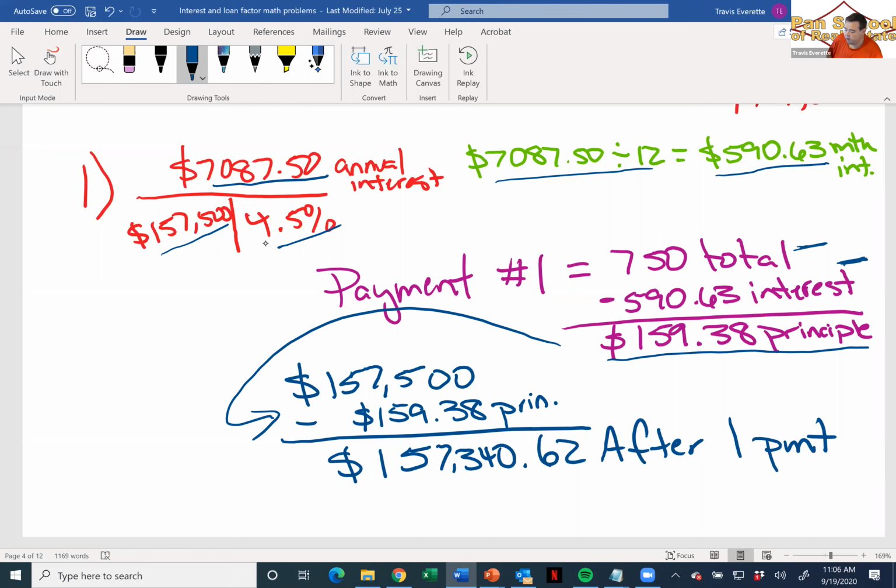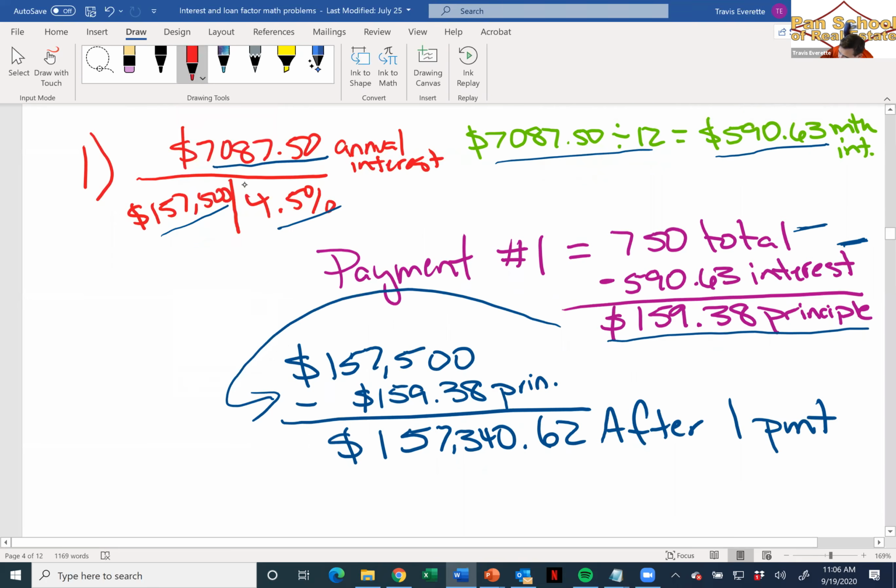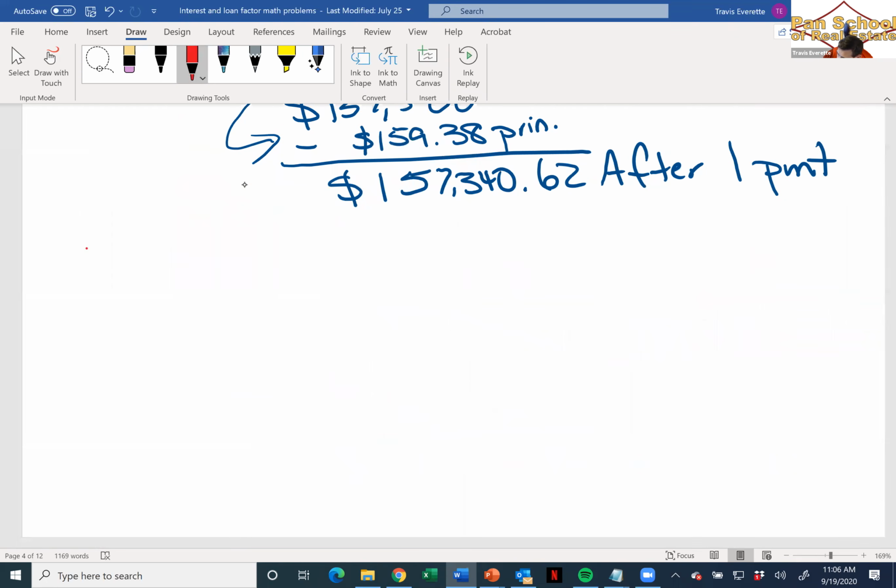We started out owing $157,500. We paid off $159.38, and that left us a balance of $157,340.62 after that payment. Okay, I'm caught up now. I just didn't know you found the loan balance itself first. Now, they wanted to know after how many payments though? 2. So what we need to do is that whole process over again, except for payment number 2.